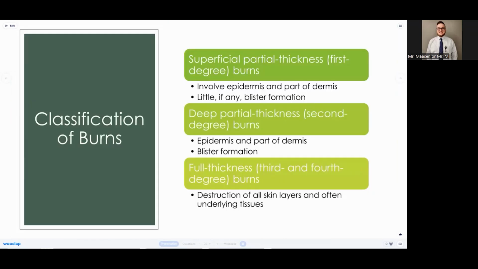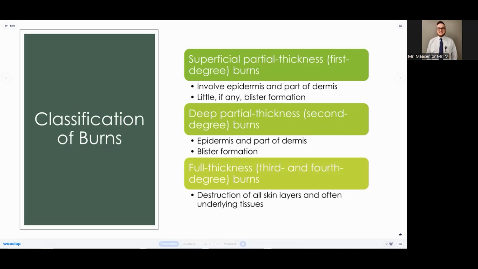So burns get classified in basically three main categories. Superficial or partial thickness, those are first degree burns. This involves only the epidermis and part of the dermis, with little if any blister formation. There's going to be some pain and redness. Superficial, first degree: a sunburn, a mild scald from touching a hot pot, that sort of thing.